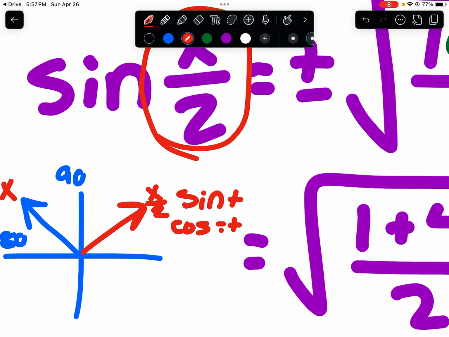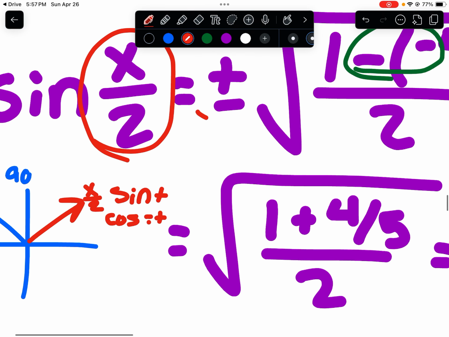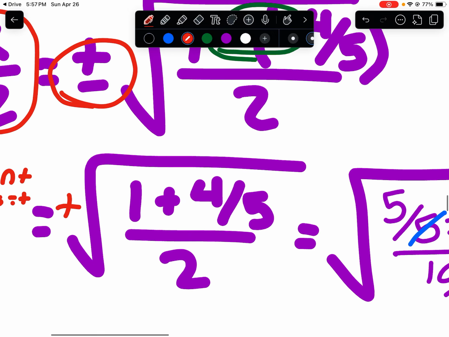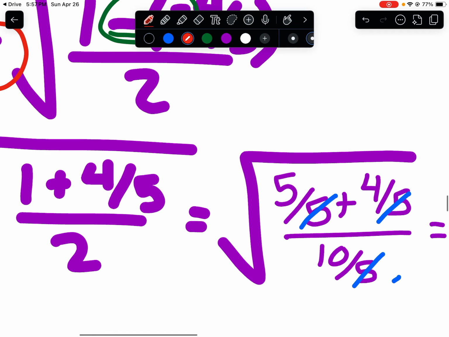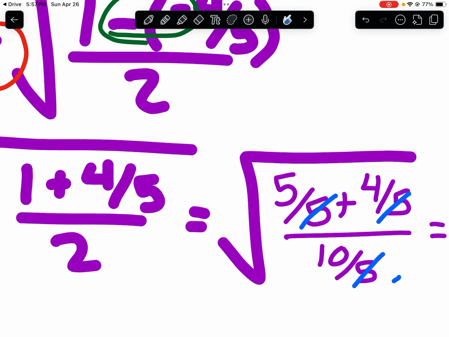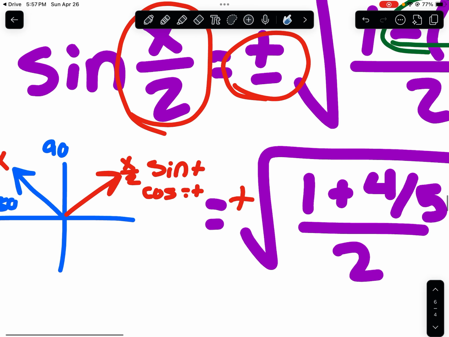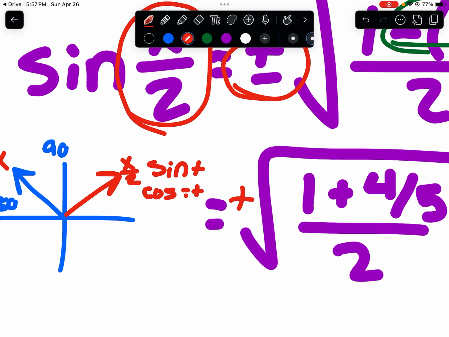So in quadrant 1, sine is positive, and cosine is also positive. With this whole plus or minus sign, since in quadrant 1 sine is positive, I know my overall answer in this case is going to be positive, which we don't normally write a positive sign, so that's why I didn't have it here. We just assume it's the positive in this case, okay?